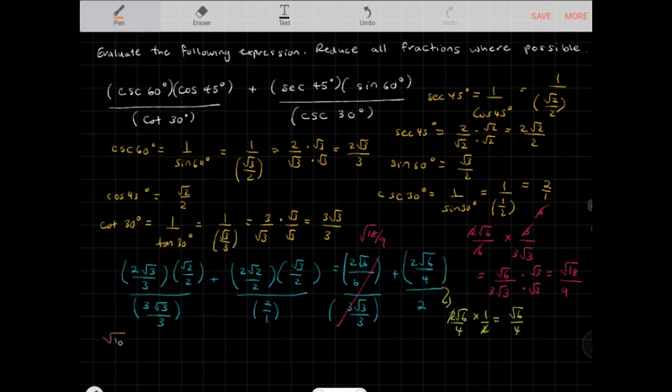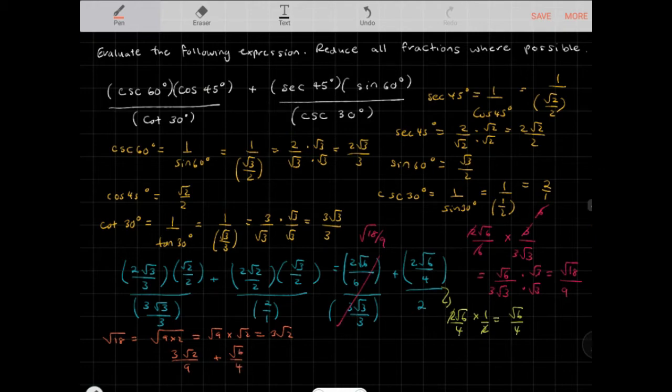Square root 18 you can actually write using radical expressions as 9 times 2, which is square root 9 times square root 2, which is 3 square root 2. So you're going to have to memorize, you have to kind of know your radical properties, right? So this is 3 square root 2, over 9 plus square root 6 over 4.